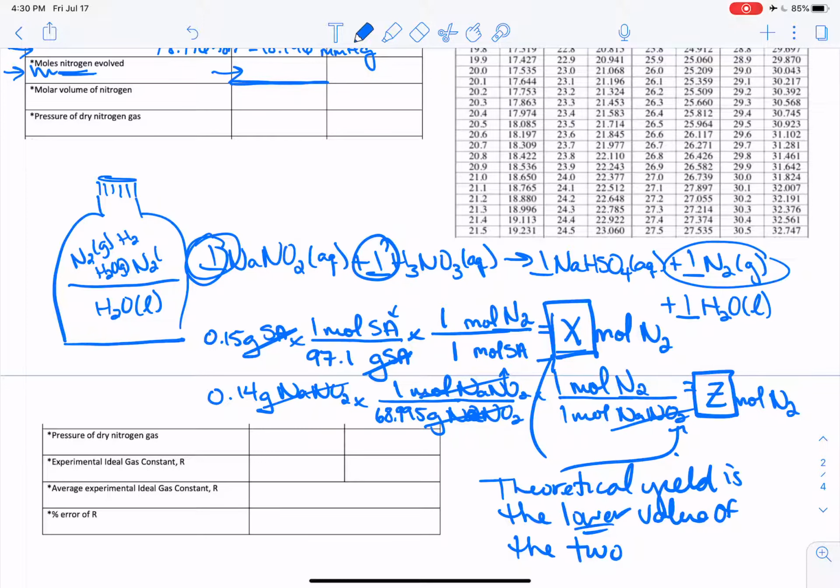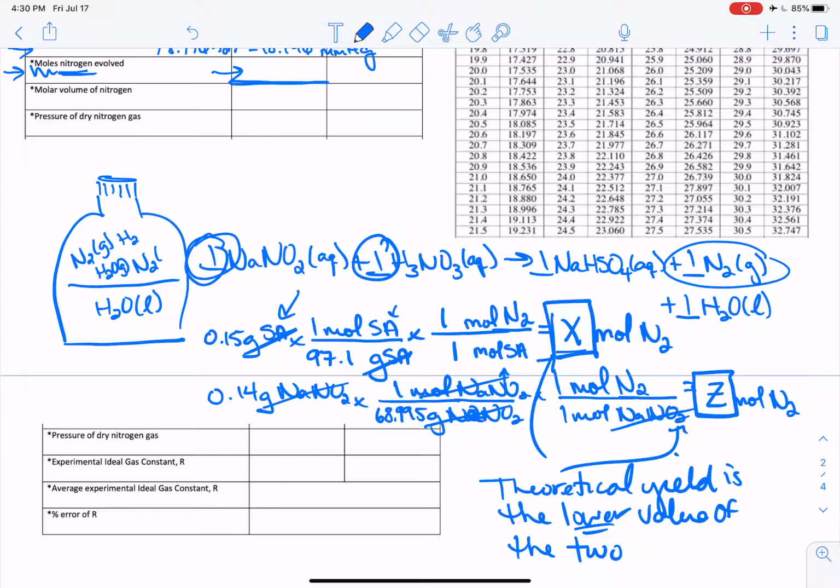Now, if X is the lower number, then you would say that sulfonic acid is the limiting reactant and sodium nitrite is the excess. If Z is the lower number, then you're going to call sodium nitrite the limiting reactant, and you're going to call sulfonic acid the excess reactant or reagent. Alrighty, so that's how we calculate that portion.